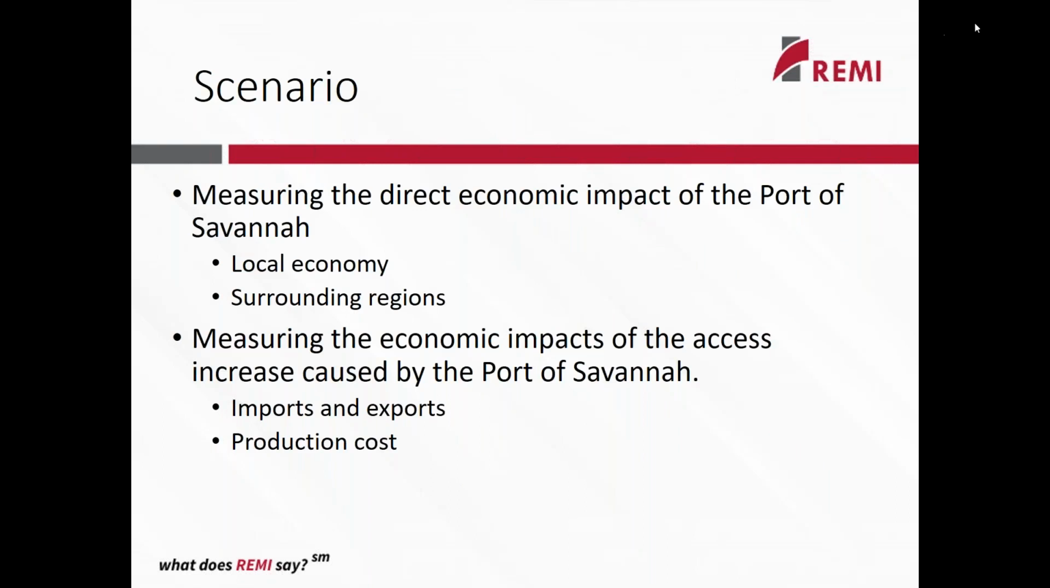Yeah, thanks. So in the scenario that we'll be demonstrating today, we are going to study the Port of Savannah, and we are going to first go over the direct economic impact, not only on the local economy, but also in the surrounding regions where industries and businesses also use the port. And then we are going to focus on the access increase caused by the port, because the port plays an important role in imports and exports. And as industries and businesses import materials from other countries, they will be able to lower their production cost. So that will generate some positive economic impact, and we'll be going over those as well.